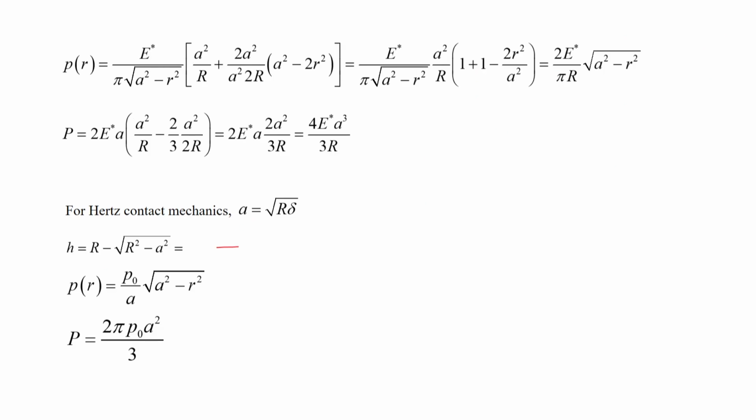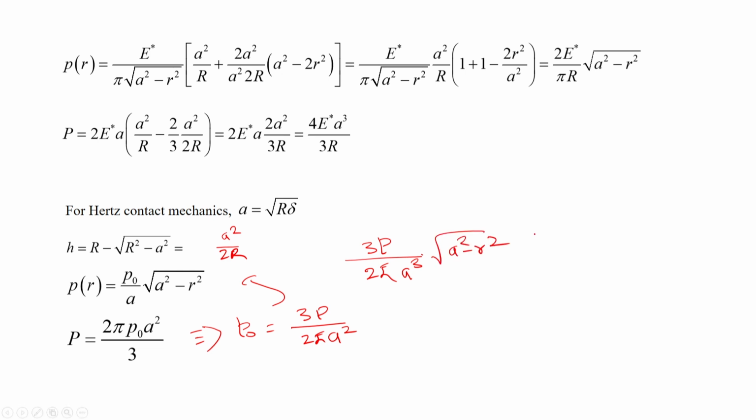So, again here H is equal to A square by 2 R we got, and then P is equal to this. So, finally, capital P is equal to this, which is what we had gotten from Hertz mechanics. So, P 0 is equal to 3 P by 2 pi A square, and therefore, I can substitute it into this. So, instead of P 0 I will get 3 total P by 2 pi A cube and square root of A square minus R square. So, that is all we get, P as a function of R.